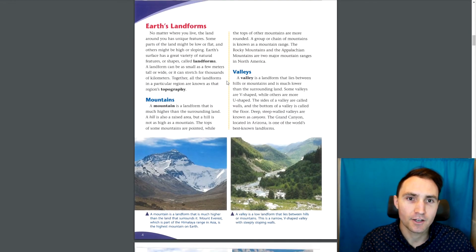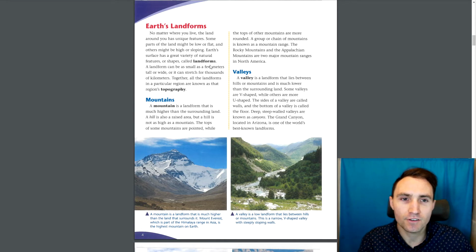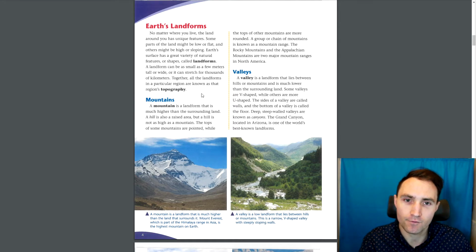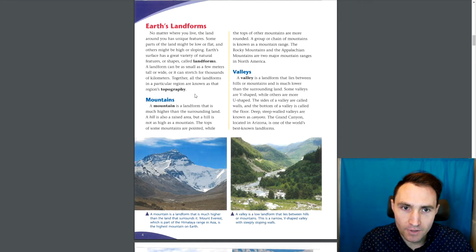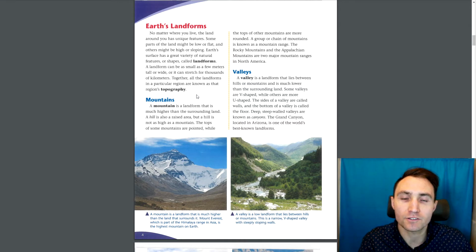All right, Earth's landforms. No matter where you live, the land around you has unique features. Some parts of the land might be low or flat, and others might be high or sloping. Earth's surface has a great variety of natural features or shapes called landforms. A landform can be as small as a few meters tall or wide, or it can stretch for thousands of kilometers. Together, all the landforms in a particular region are known as that region's topography.